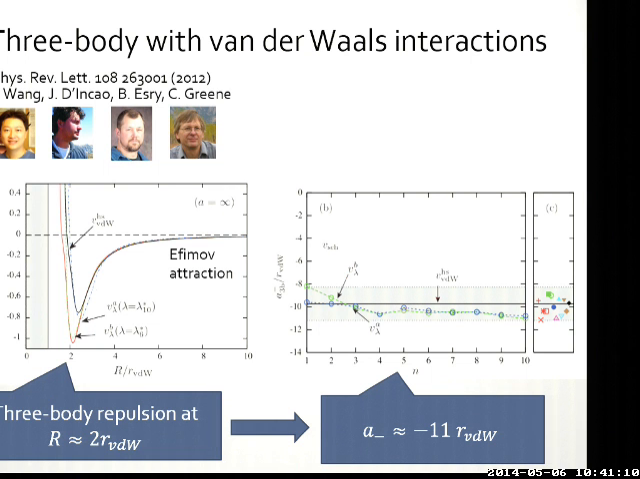And in this work, they stated that the origin of this three-body repulsion is suppression of probability in the two-body sector. And this is something we wanted to understand a bit better, and we looked at it in more detail.